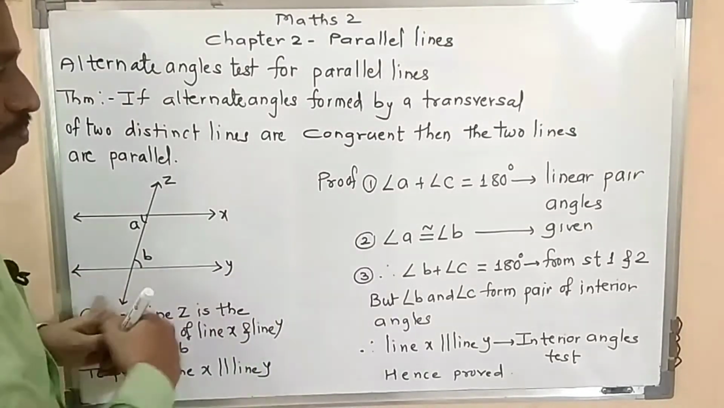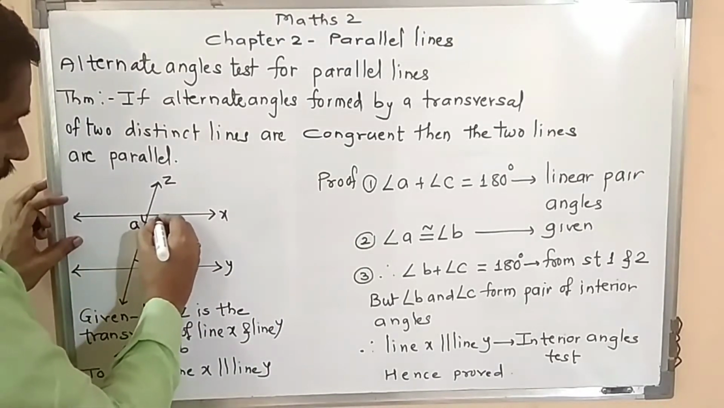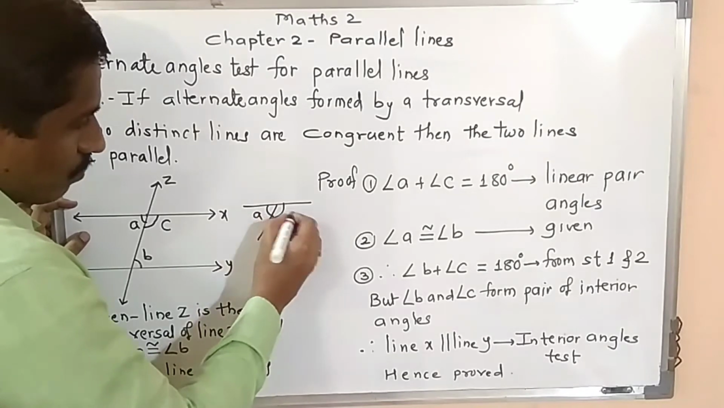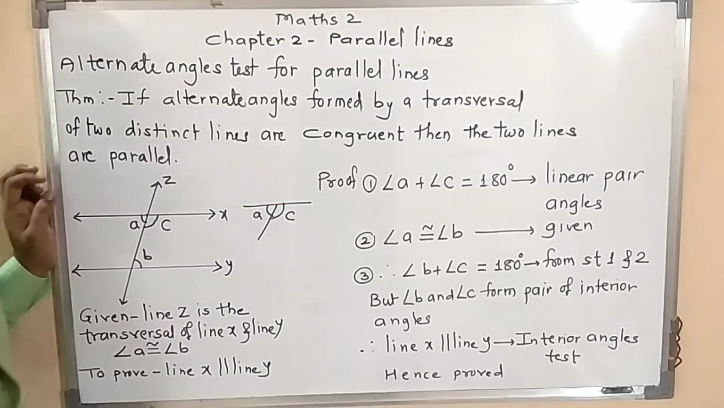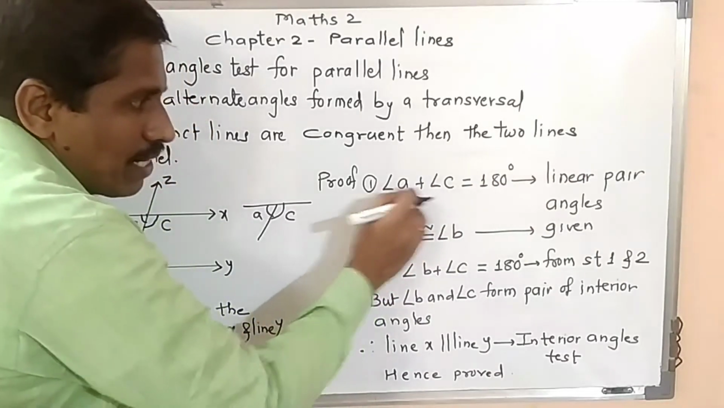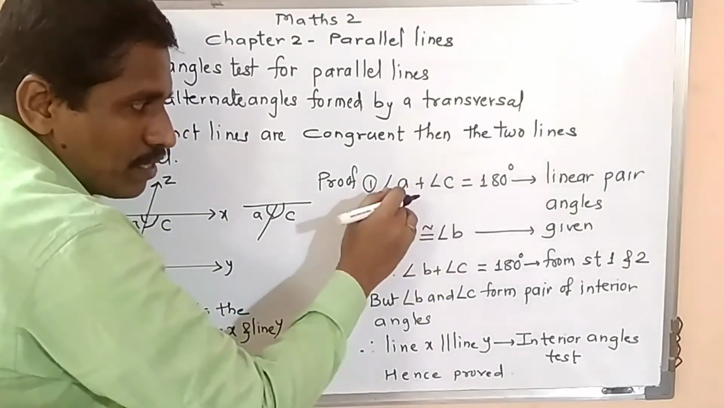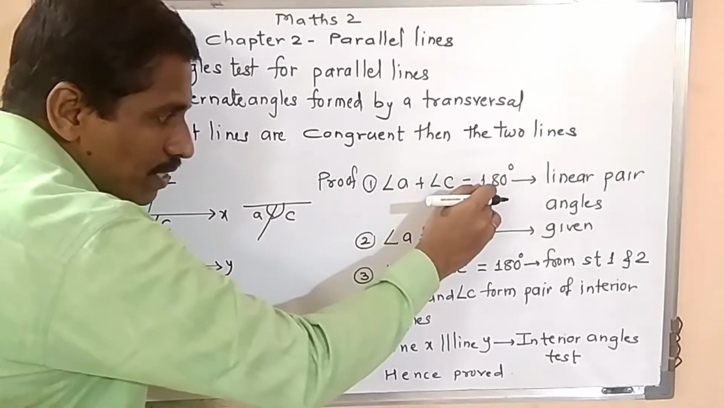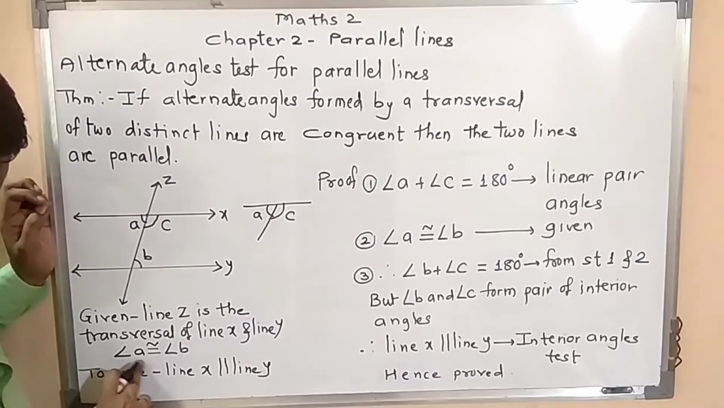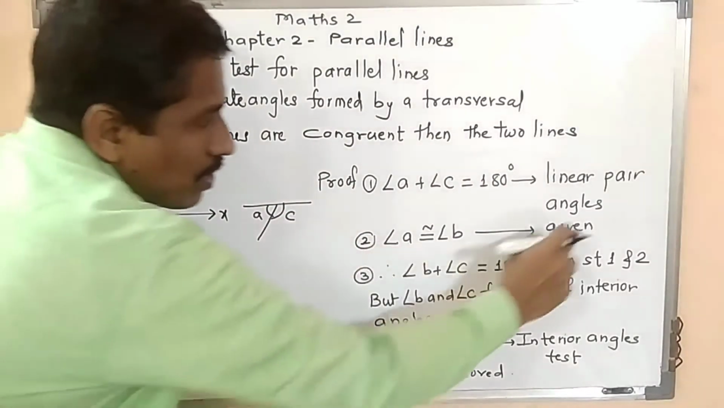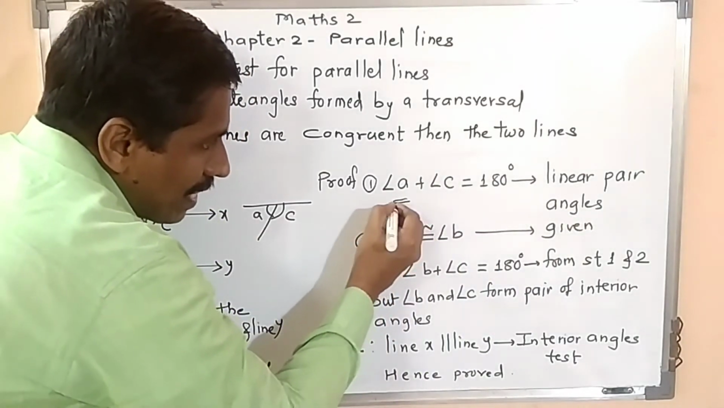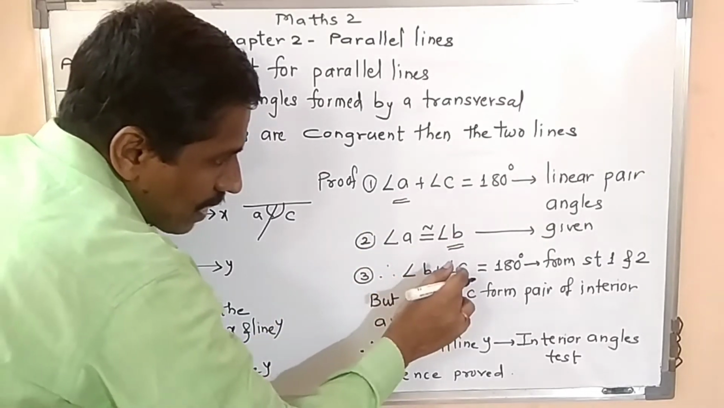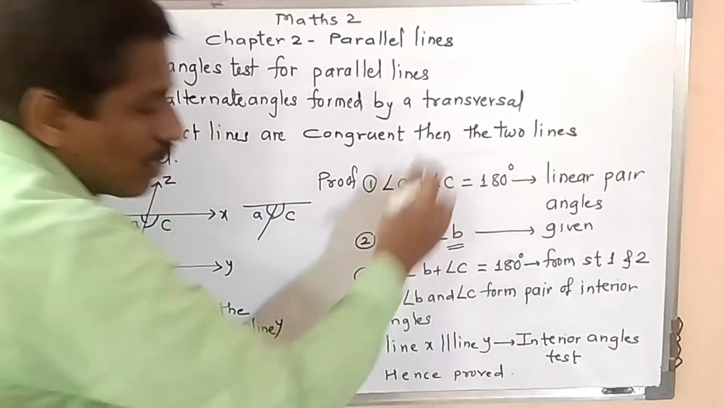Now, proof. First, I will take angle C over here. See what type of angles are these, angle A and angle C. Suppose this is angle A and this one is angle C. These are linear pair angles, and we know that linear pair angles are supplementary. It means the sum of their measures is 180 degrees. Therefore, angle A plus angle C is 180 degrees. But what is given to me? Angle A is congruent to angle B. This is given. So I will replace angle A by angle B. So replacing A by B, what I will get? Angle B plus angle C is 180 degrees, from statements 1 and 2.